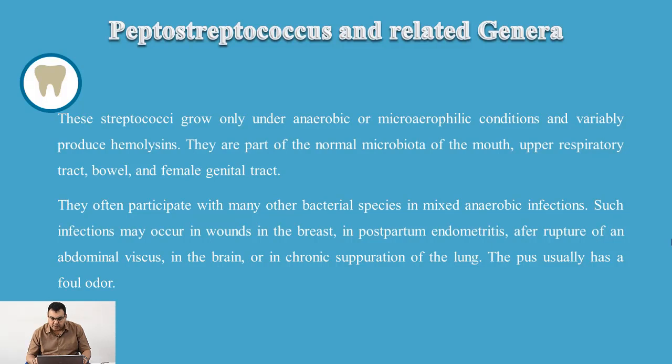Such infections may occur in wounds, in the breast, in postpartum endometritis, after rupture of an abdominal viscus, in the brain, or in chronic suppuration of the lung. The pus usually has a foul odor.